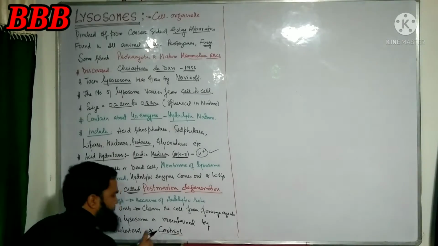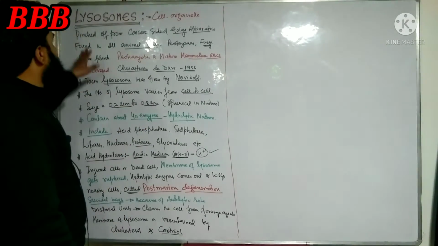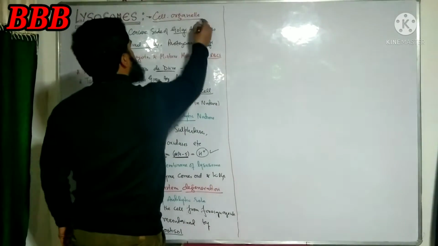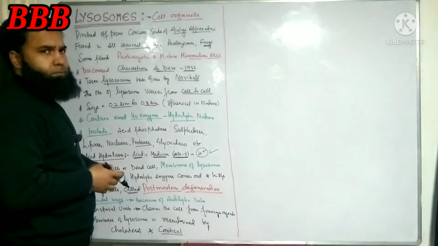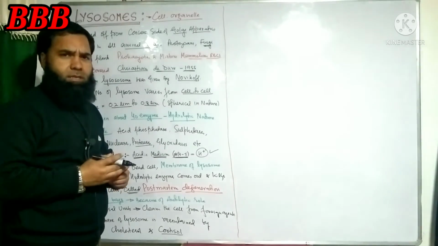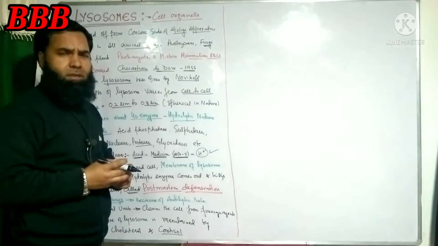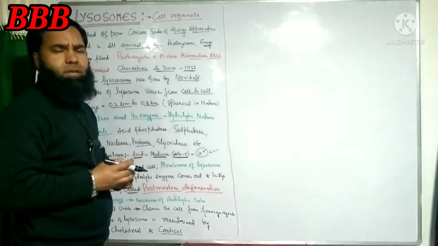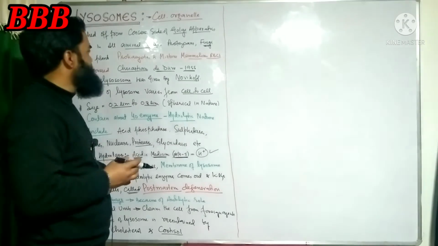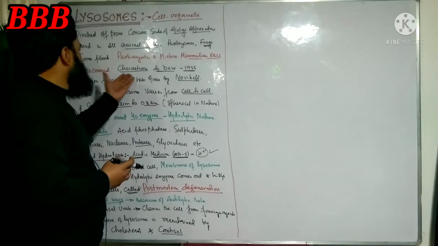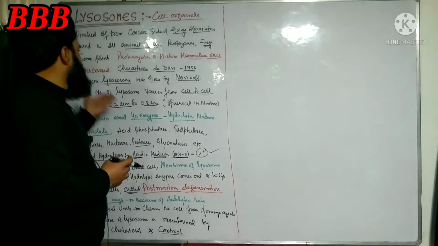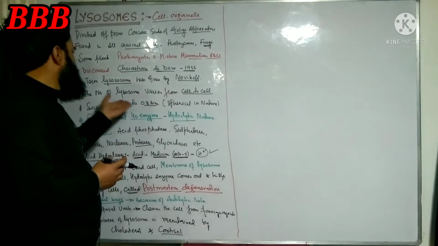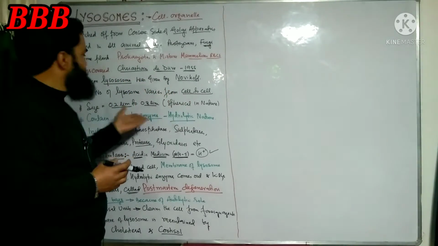Once again I will recap. The lysosome is a cell organelle found in animal cells, protozoans, some plant cells, and also in fungi, and absent in prokaryotes and mature mammalian RBCs. It was discovered by Christian de Duve in 1955. The term lysosome was given by Novikoff, and the number of lysosomes varies from cell to cell and from species to species.